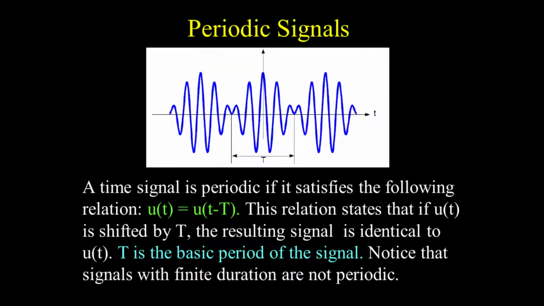A time signal is periodic if it satisfies the following relation: u(t) equals u(t minus T). This relation states that if u(t) is shifted by uppercase T, the resulting signal is identical to u(t). Uppercase T is the basic period of the signal. Notice that signals with finite duration are not periodic.